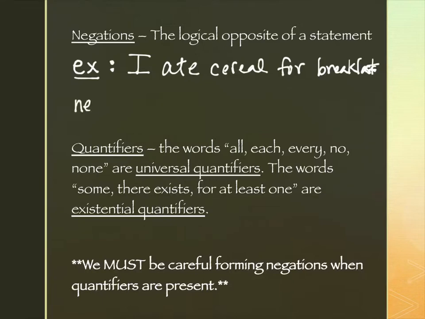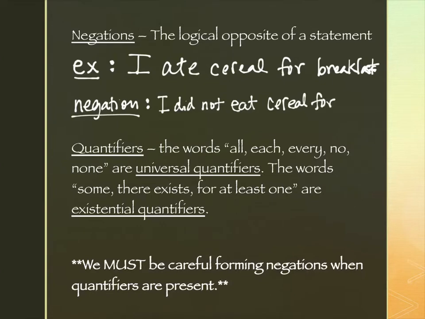So when we're looking at this and we're creating a negation, the negation for a statement like this is to simply include the word not in it. So I ate cereal for breakfast. I did not eat cereal for breakfast. So often negations are that simple. You're just putting the word not in the appropriate place so that it makes sense grammatically and you're good to go. But if a statement has quantifiers in it, it becomes more complicated.